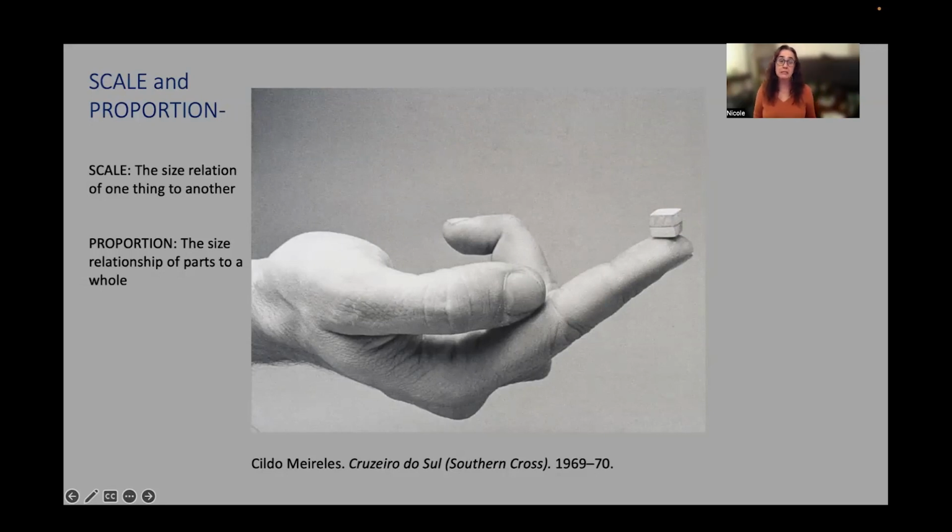So artists sometimes play with our expectations of normal sizes. It's one part of the range of expression. And many artists in the 20th century have distorted scale for visual effect.